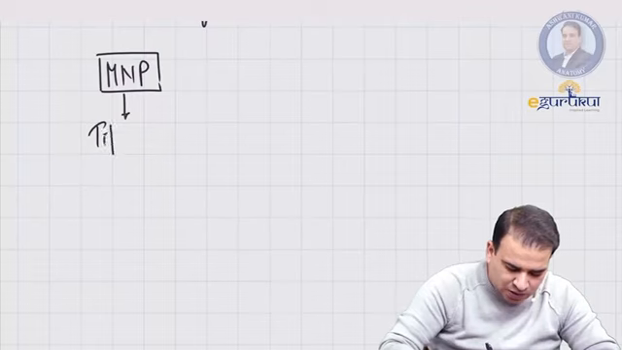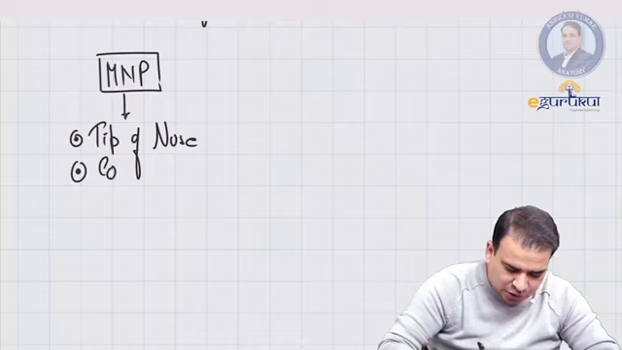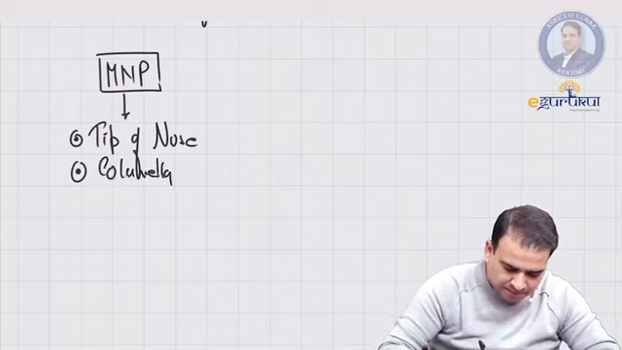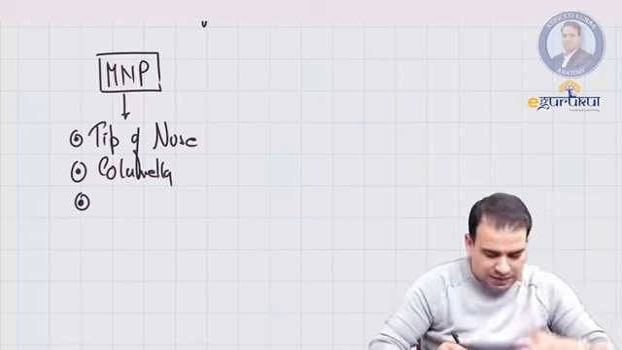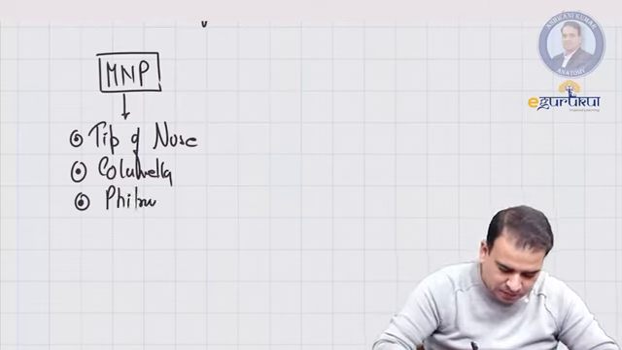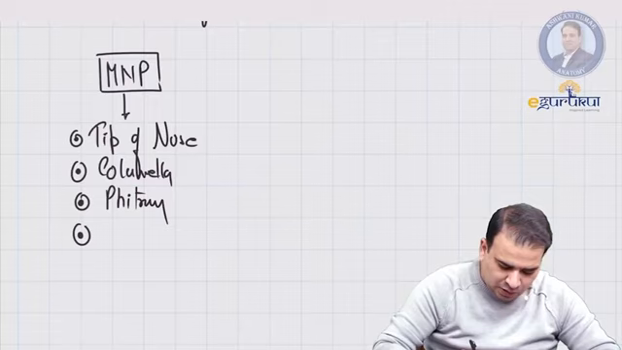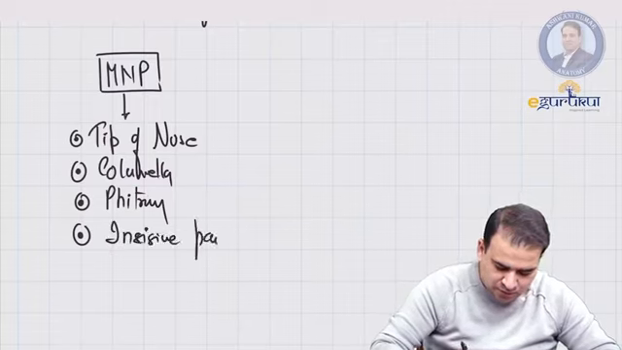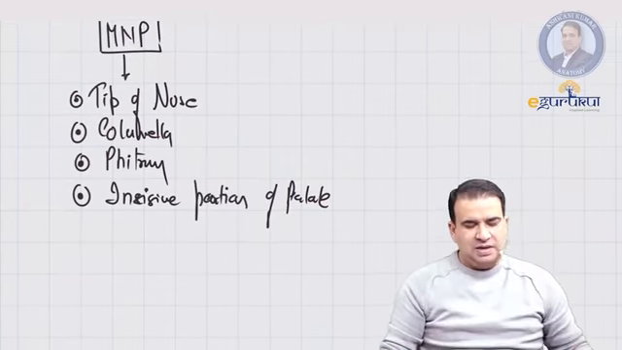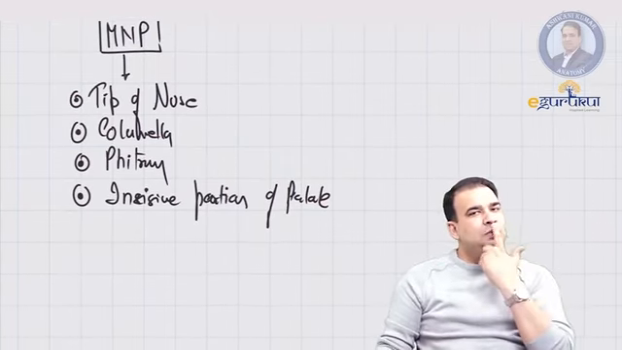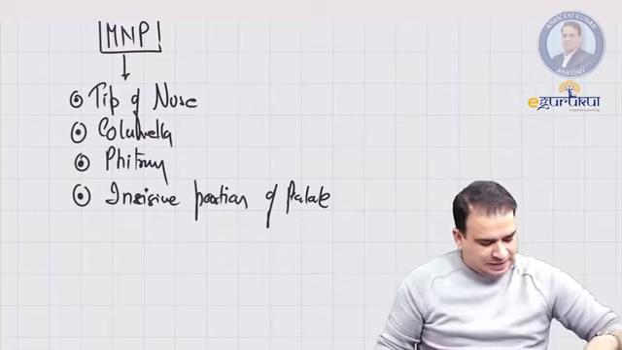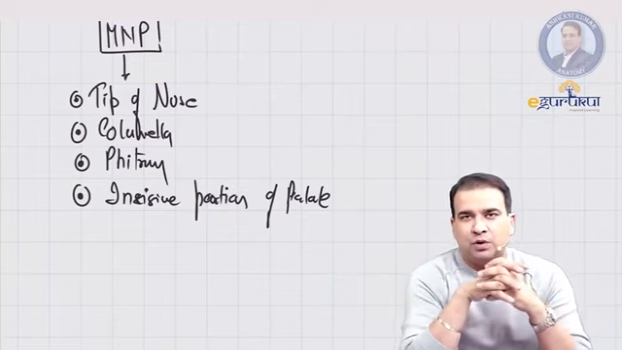So that will include the tip of the nose, that will include the columella, that will include the philtrum of the upper lip, and that will also include the incisive portion of the palate. They are all derived from the medial nasal process. The tip of the nose, the columella, the philtrum, and we just said that the incisive portion of the palate is also derived from the medial nasal process.